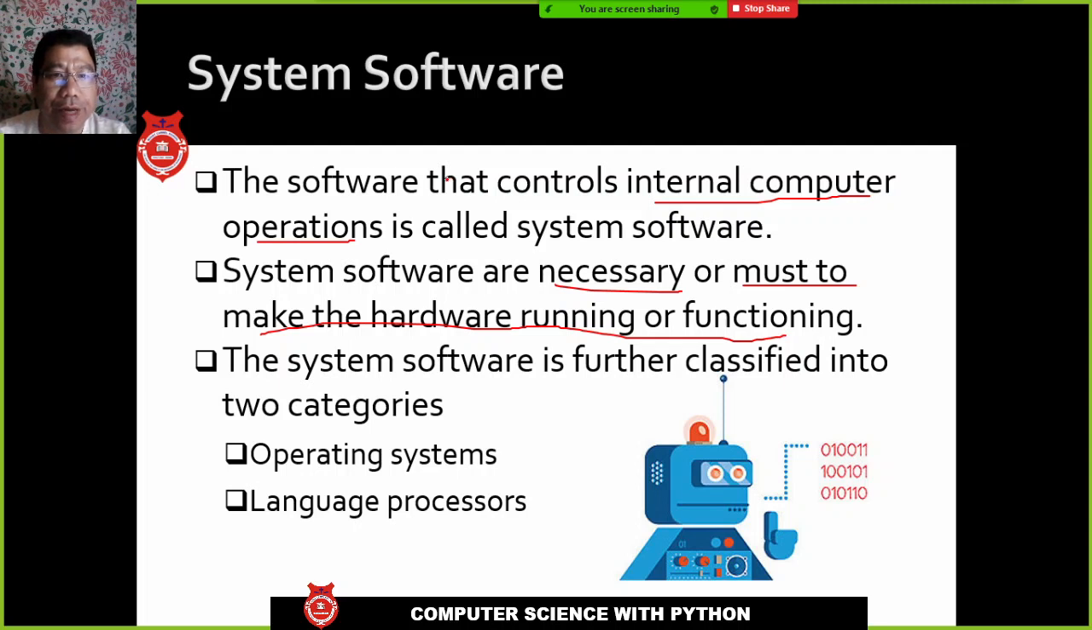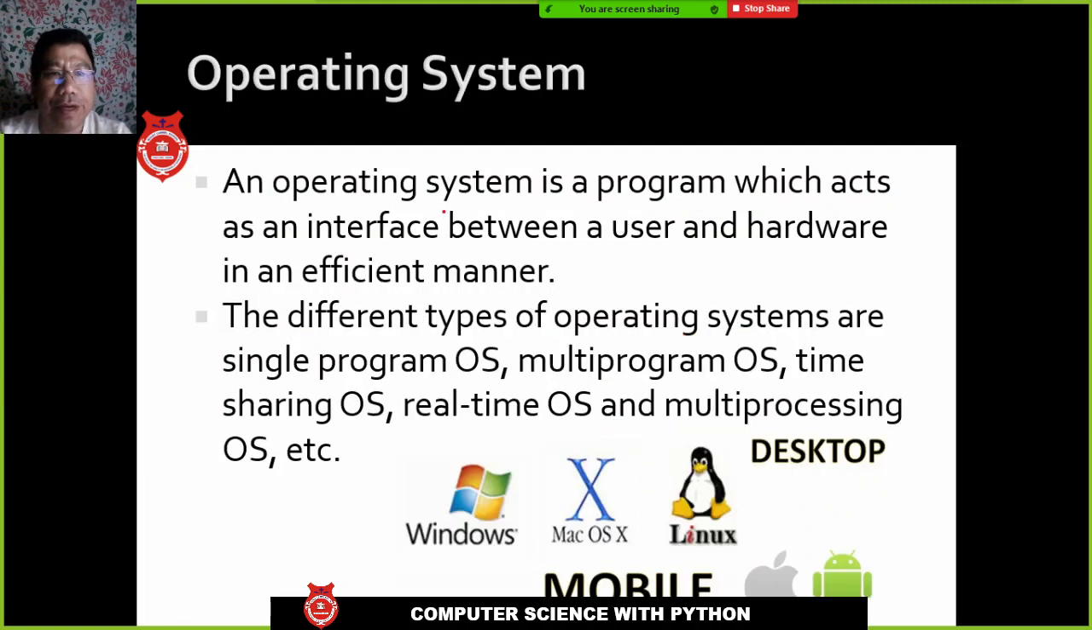We have two types of software. One is system software and another is application software. System software are necessary software and that are a must for every hardware to function properly. Without system software, it cannot function properly, right? So the system software are further classified into two categories. The first one is operating system and the second one is language processor. Right? Now let's talk about the operating system.